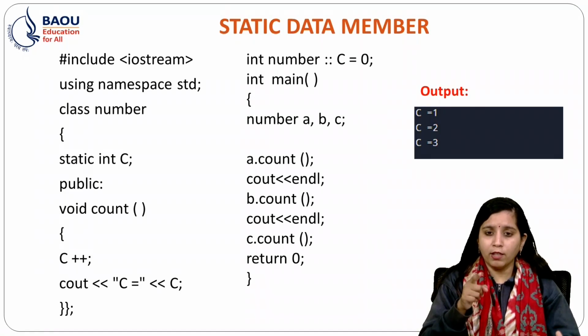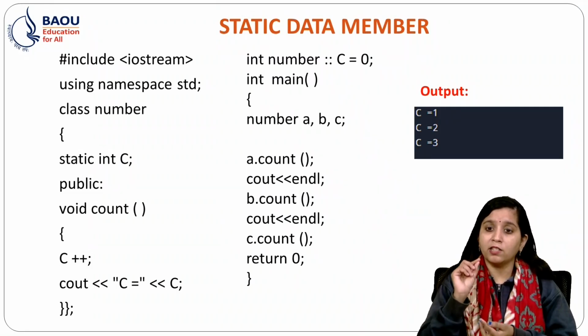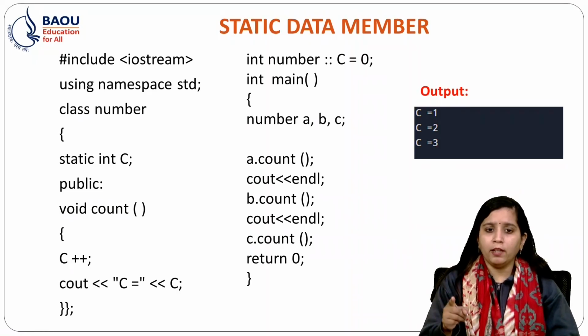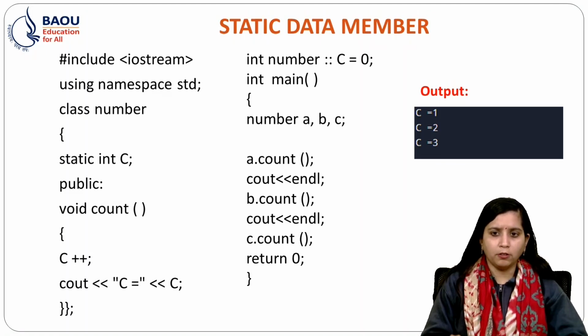Now you can see after cout endl, the A object has been finished, but the data member C is still alive. Why? Because the program has not terminated yet. Now I have called the B object, and again I have called the B dot count function, and you can see the things in our output.